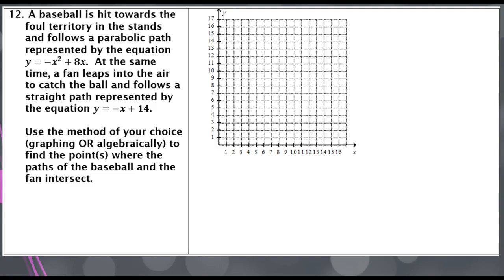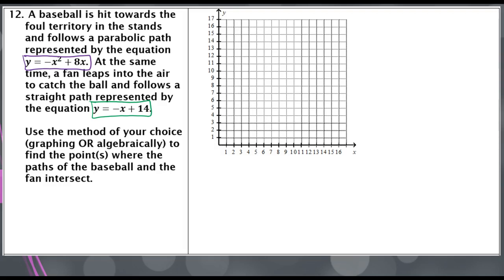In this problem, we're talking about a baseball and a fan, and we want to see where they intersect each other. The baseball follows a parabolic path, so it's going to be in the shape of a parabola. And then the fan leaps into the air following a straight path, so that's going to be represented by this line. Normally, I like to do the easy part first, but because we're going to be graphing, I want to do my table for the parabola first, just to see if I need to scale anything.